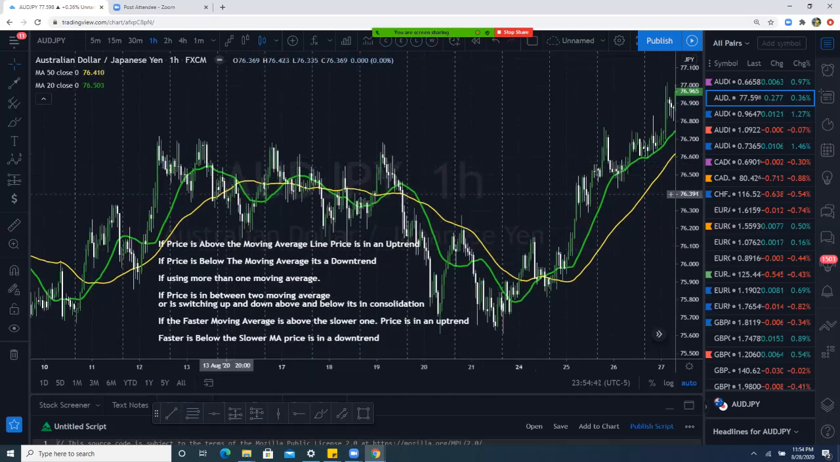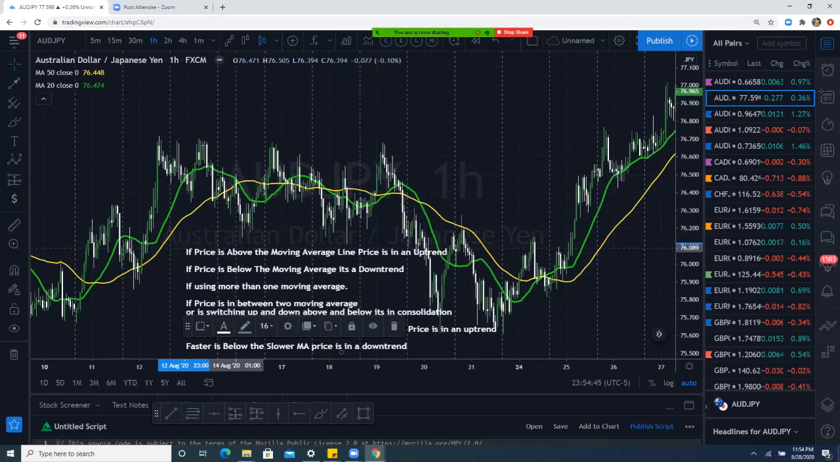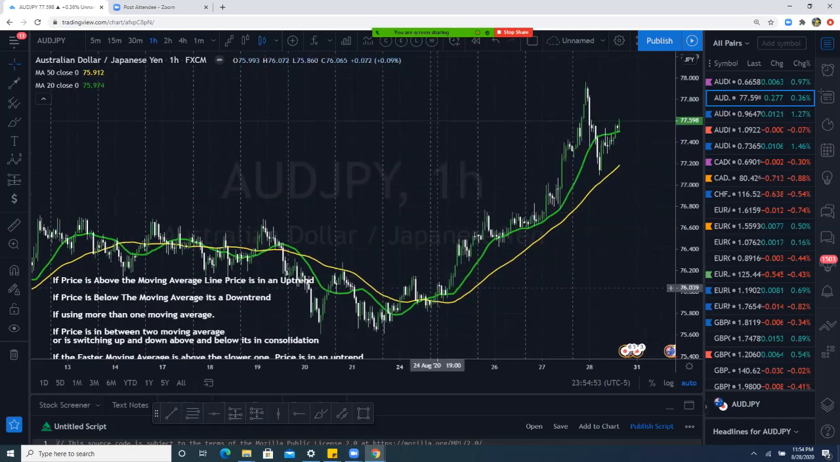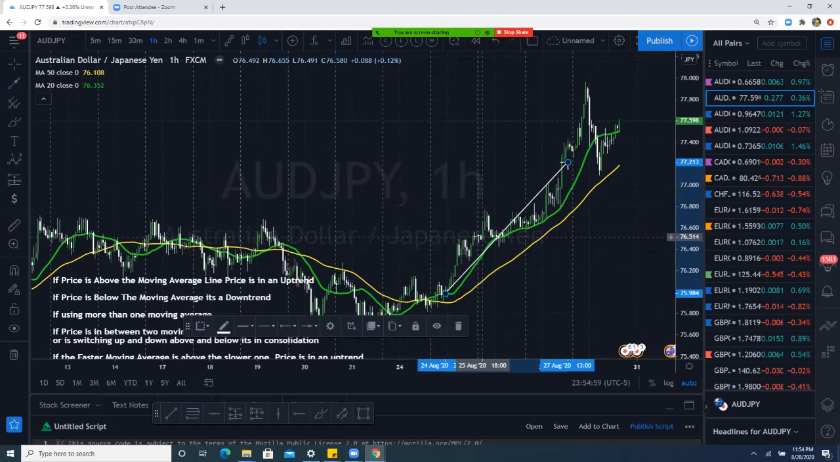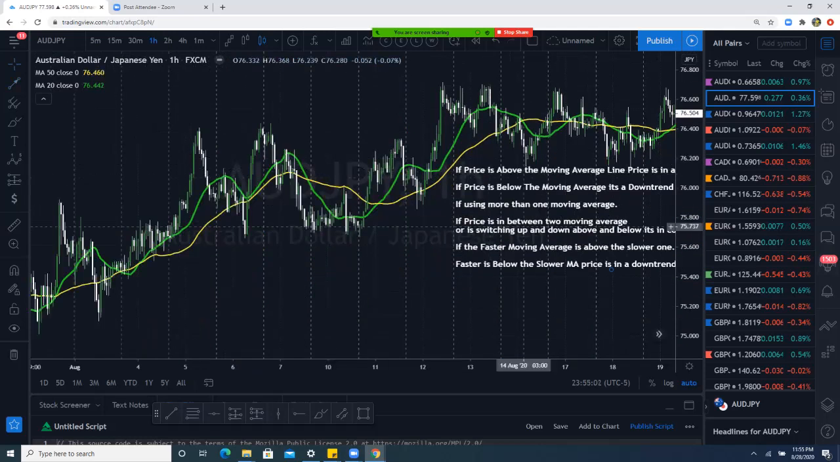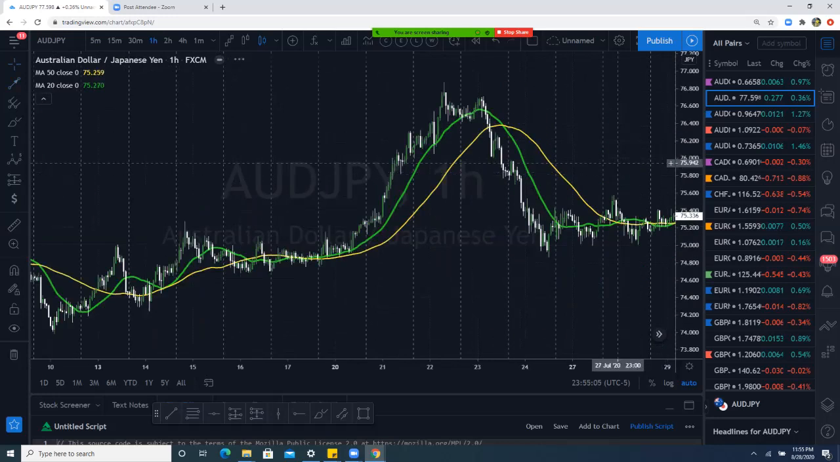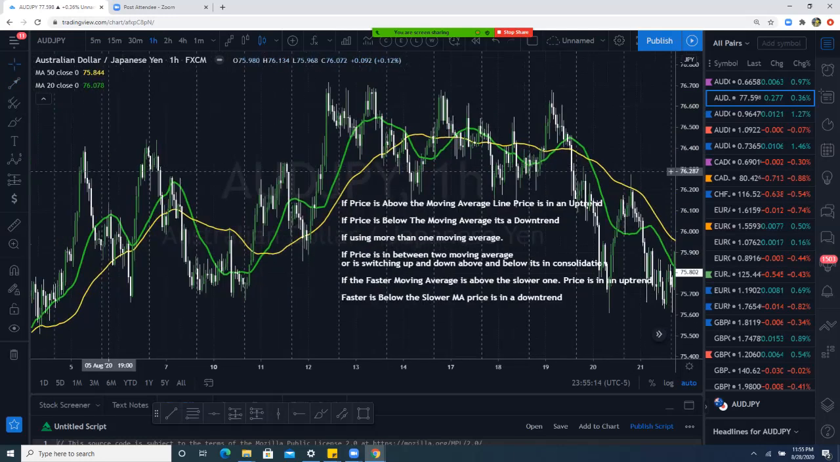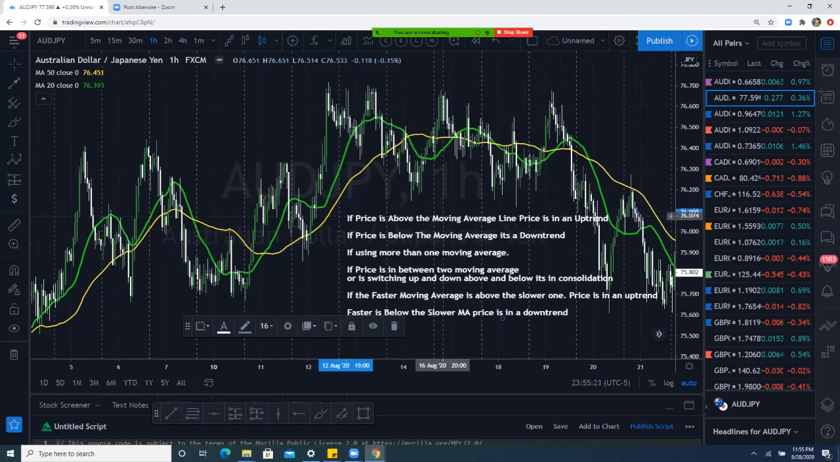So here's a couple examples. If we use the first rule, if price is moving above the moving average line, price is in an uptrend. So we see here that price is trading above the moving averages. So that's an uptrend. If price is trading below the moving averages, like right here, it's in a downtrend. So that's one way you can do it. The other way would be, if you're using more than one, if the faster moving average is above the slower one, it's an uptrend.